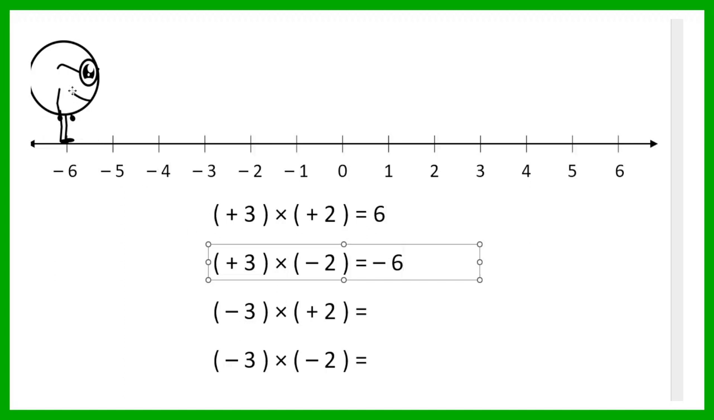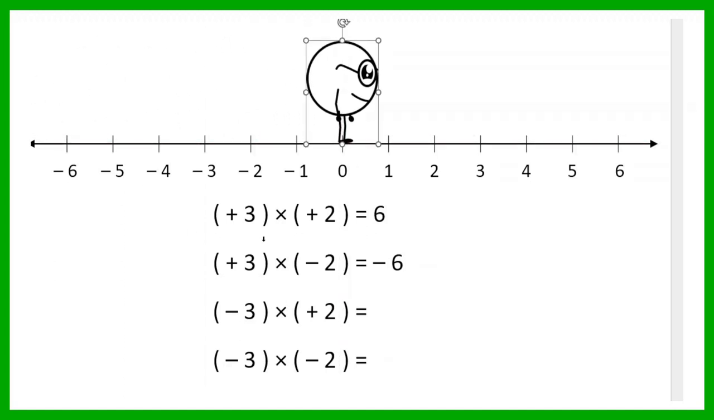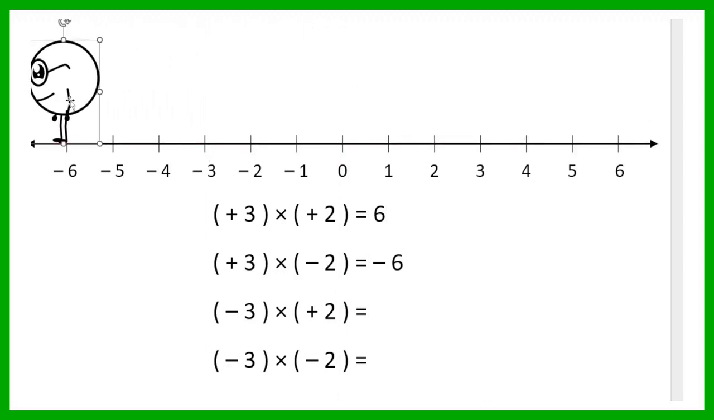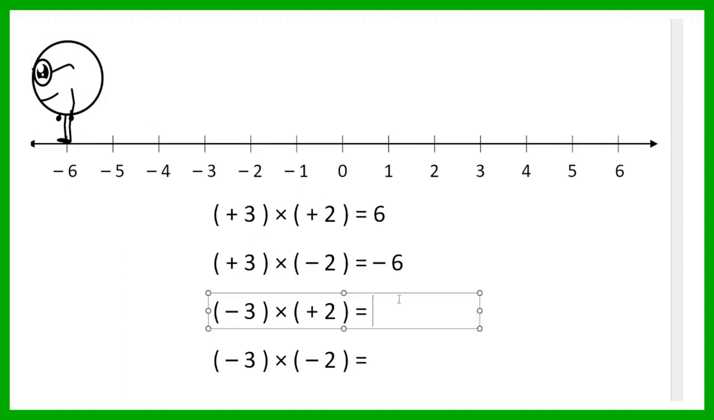Okay, now for the next one, we go back to 0 again, and she is now facing the negative direction. So let's make her face the negative direction quickly. Okay, and now she is still making 3 jumps, and this time she's jumping forwards, but because she's facing the negative direction, when she jumps forwards, she's going to move in the negative direction, and she's jumping a distance of 2 each time. So we're going to go 1, 2, 3. So she's going to end up on negative 6 again.